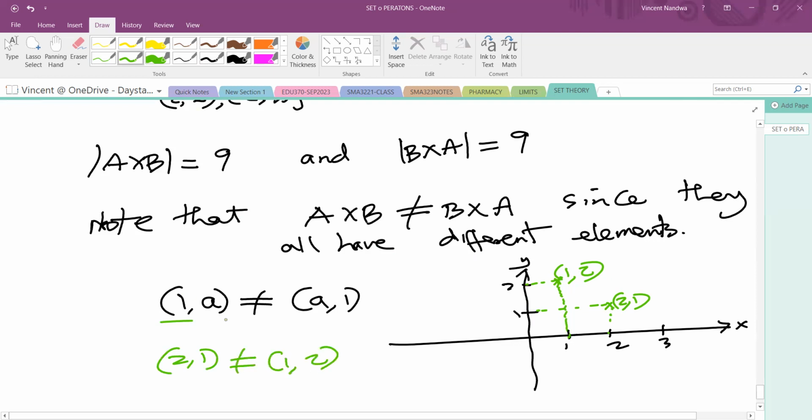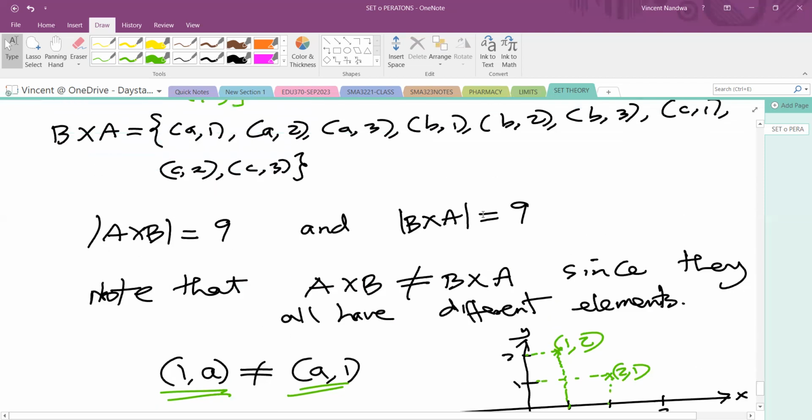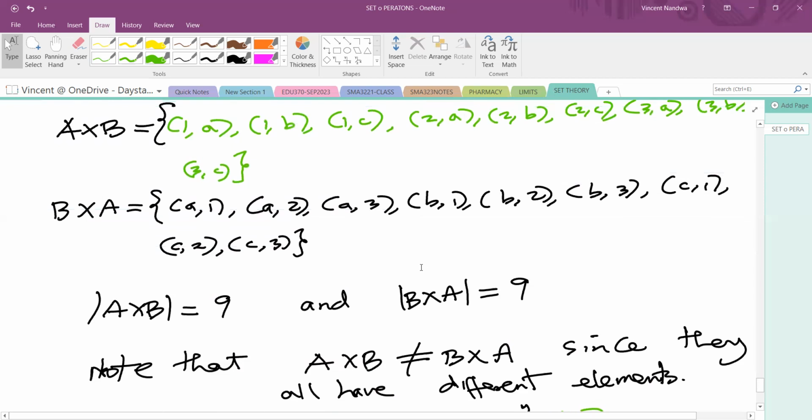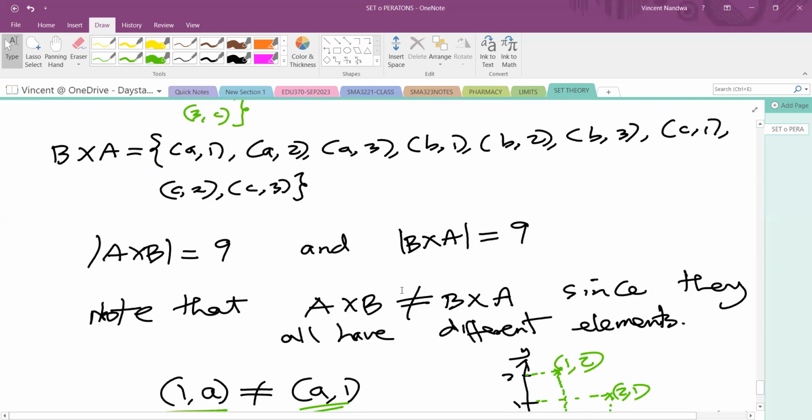So an element like (1, A) and (A, 1) are not the same. So the Cartesian product of A and B is different from the Cartesian product of B and A, which means that order matters in how you are writing the elements of these two types of operations.